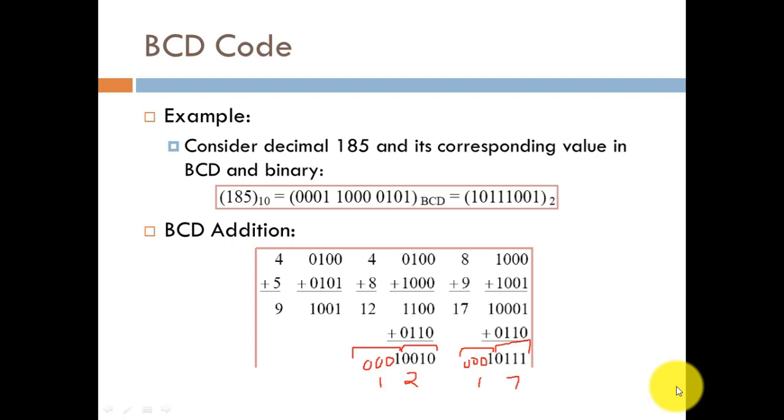One has to keep in mind that whenever in BCD addition the individual digit sum turns out to be greater than 9, then we have to simply add 6 in order to get the appropriate answer in the BCD format.